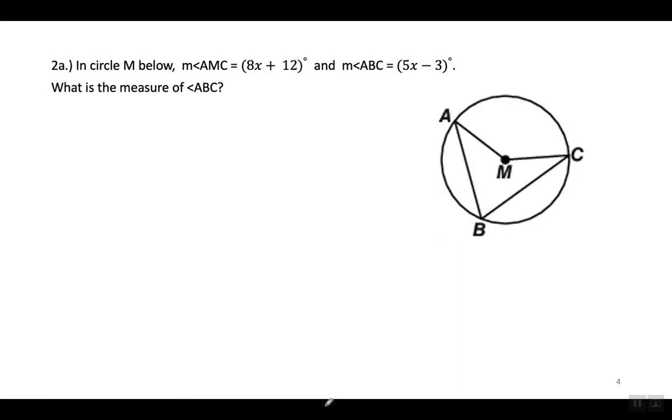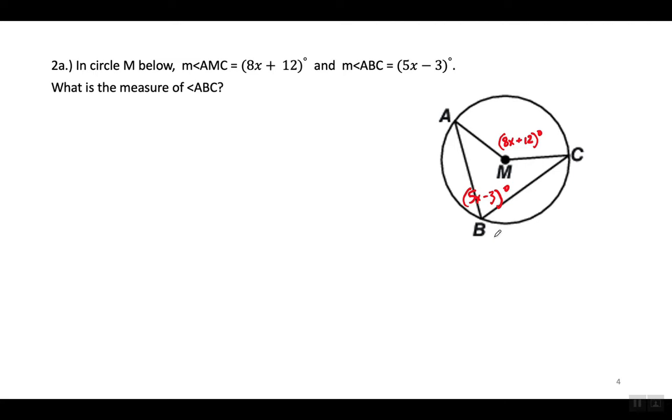All right, moving on. Number 2A. In circle M below, if the measure of angle AMC is equal to 8x plus 12 degrees, let me write that here, 8x plus 12 degrees, and the measure of angle ABC equals 5x minus 3 degrees, that's this angle right here. Okay, what is the measure of angle ABC?